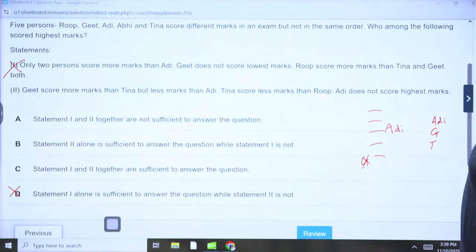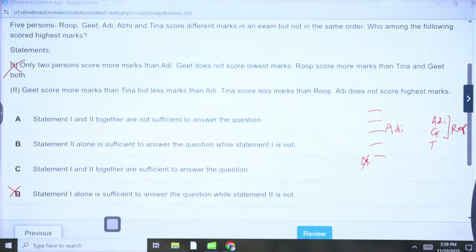Does not help. Okay, forget this one now. We only know this much. Tina scored less marks than Roop. Adi does not score the highest.